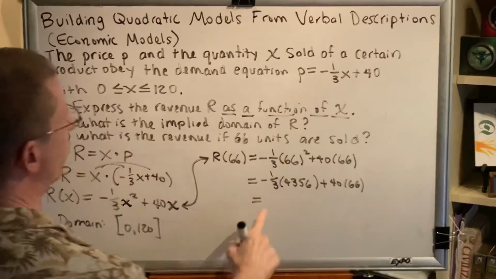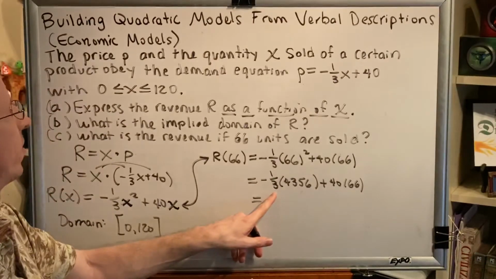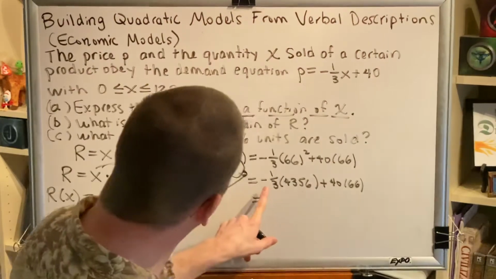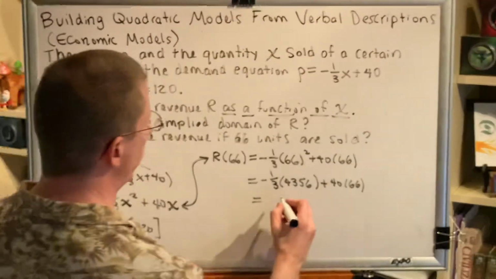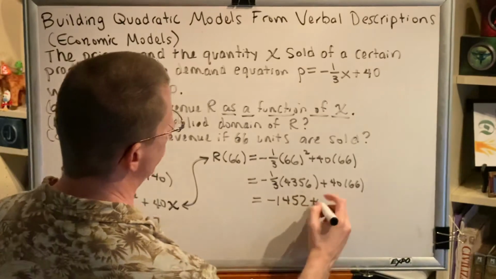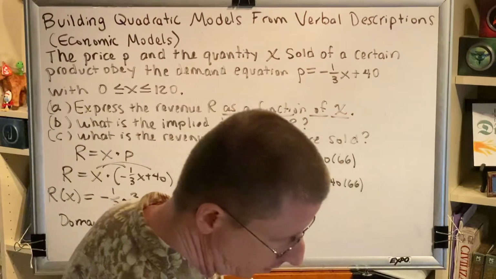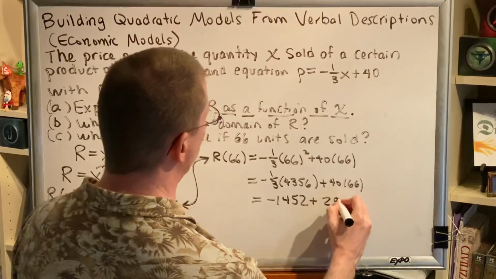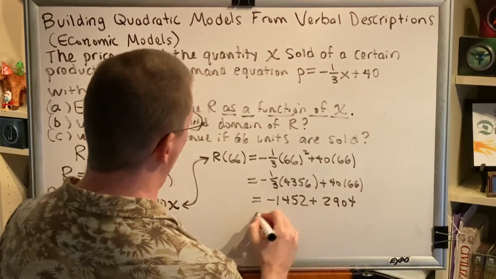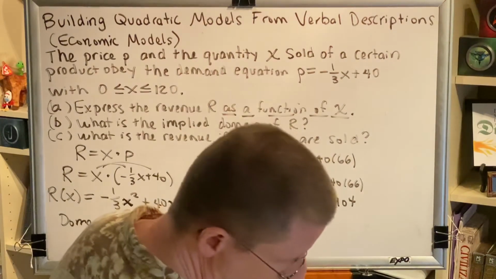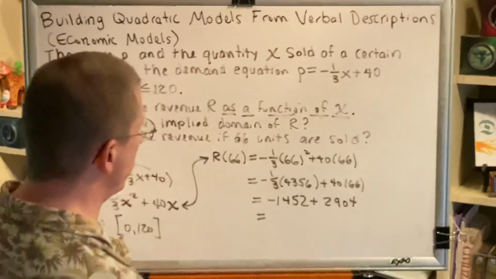Okay, next we'll deal with this fraction. Multiplying by 1/3 is the same as dividing by 3, so we'll divide this by 3, and we'll remember our negative. So this is negative 1452 plus 40 times 66, which is 2904. And when we do the addition, we get 1452.